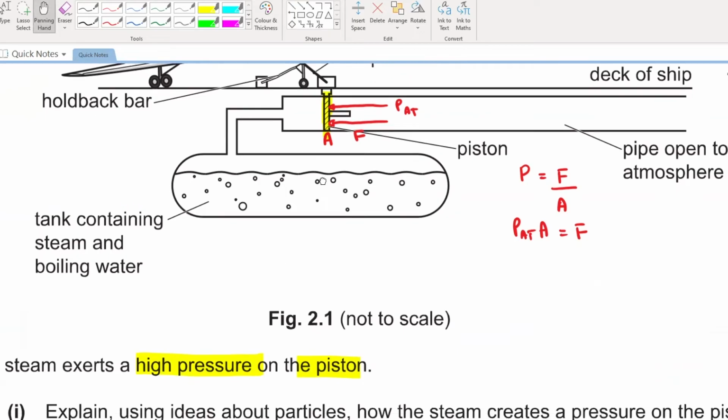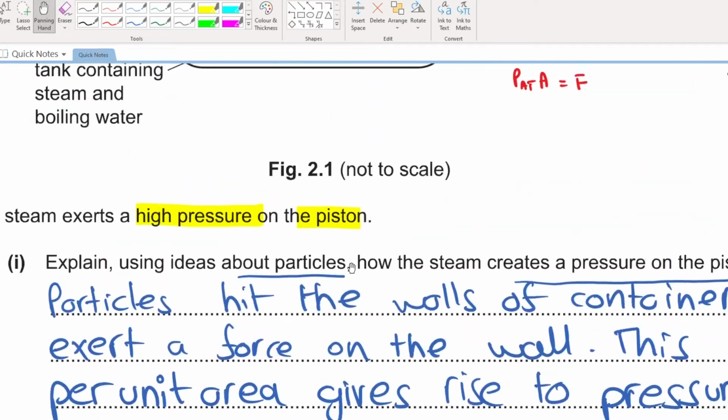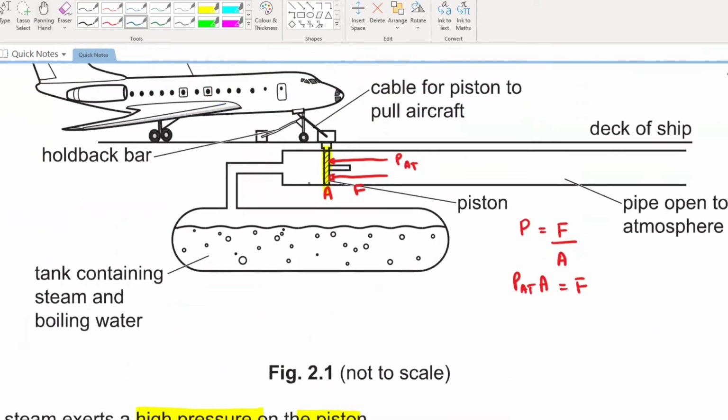What is the pressure of the steam? 2.1 into 10 to the power of 6. So let's say the steam is applying a pressure like this on the same area. It will also generate a force. Let's label this as F1. Let's label this as F2.